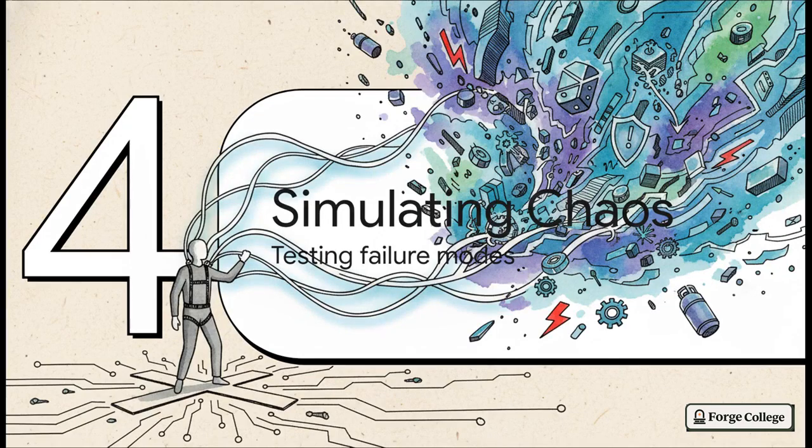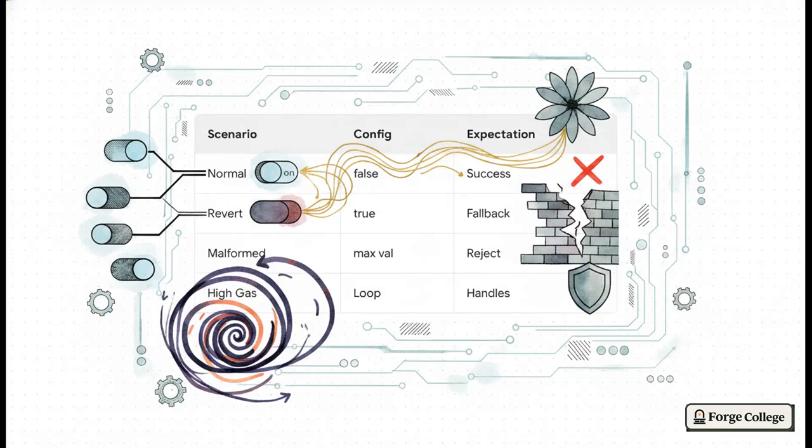Okay, on to my favorite part, Section 4, Simulating On-Chain Chaos. So now we get to the experimental phase. Because we have these simple toggles on our mock, we can map out this beautiful matrix of chaos to simulate vastly different scenarios. We've got our happy path, normal success, where we literally just tell the mock not to revert.